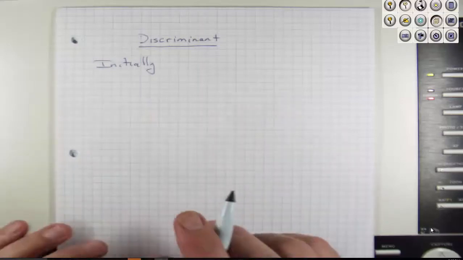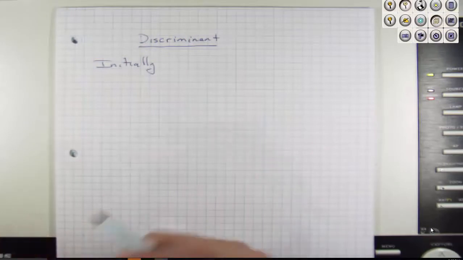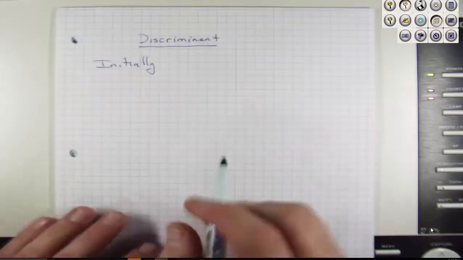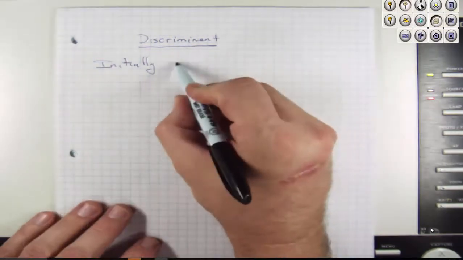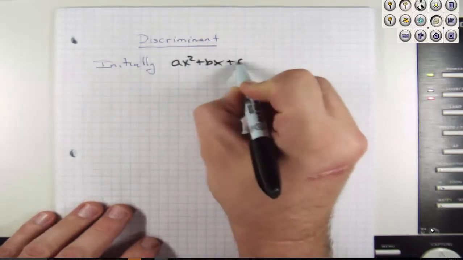Good evening. When we've been talking in class, I've noticed some things that are occurring and you're not making connections. Initially, when you were in Algebra 1 and Algebra 2, you were learning how to solve quadratic equations.